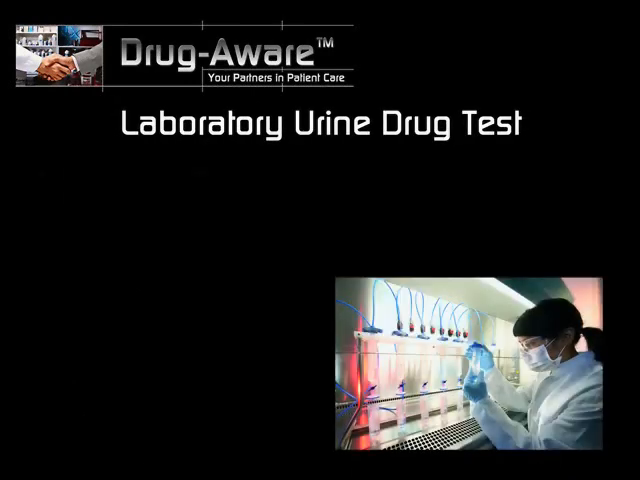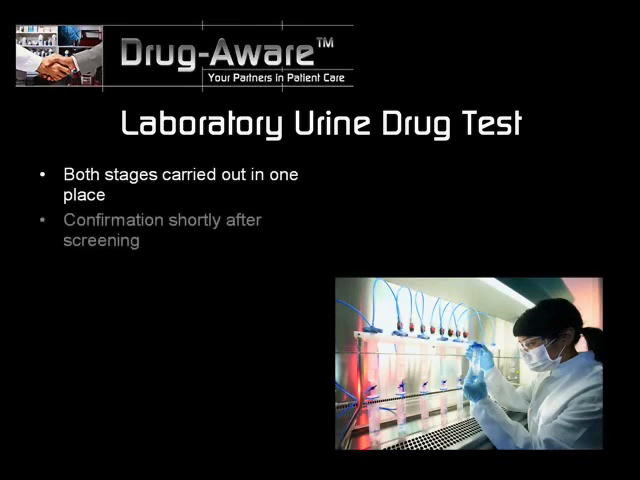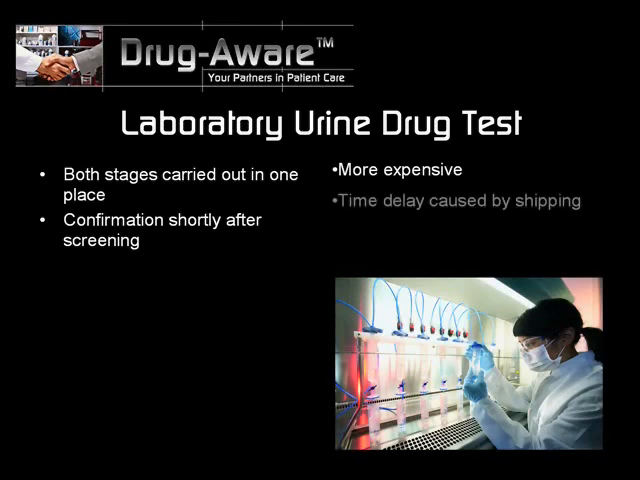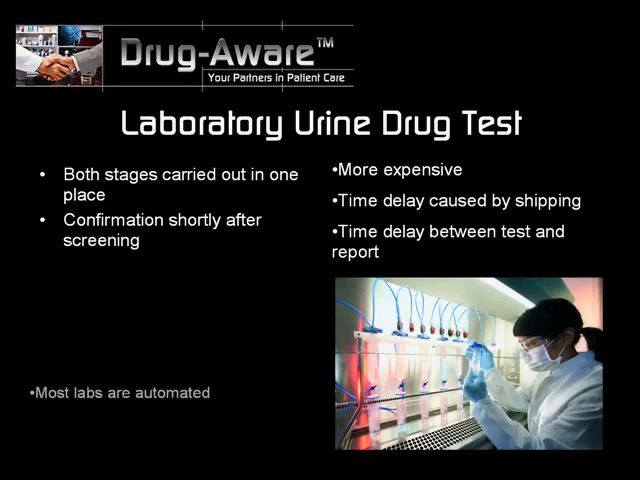Drug testing via a laboratory has the advantage that both the screening stage and the confirmation stage of the test are carried out in one place, so you get the fully confirmed test result shortly after the screening result. However, laboratory drug screening is more expensive than on-site testing, and you have the time delay brought about by shipping the urine sample to the laboratory and the time it takes to run the tests and provide the report. Many labs are automated, so this is typically 24 to 48 hours for screening results and 2 to 5 days for GCMS confirmation results.